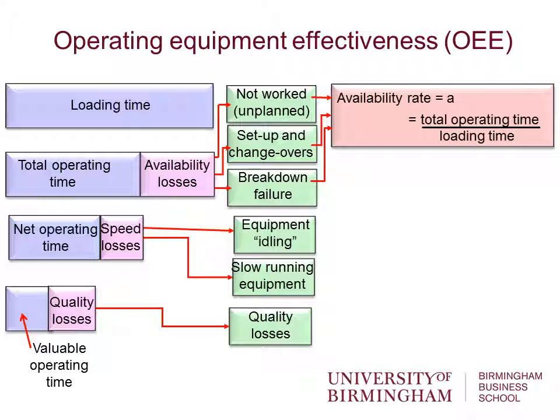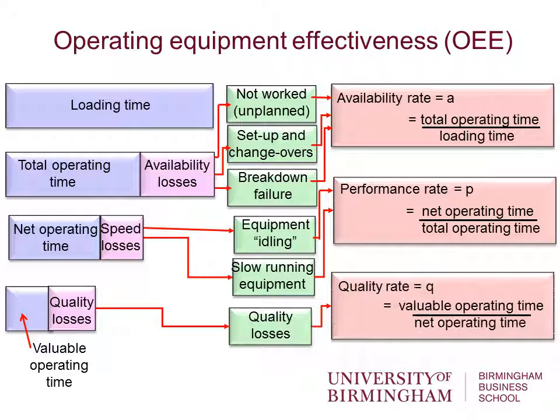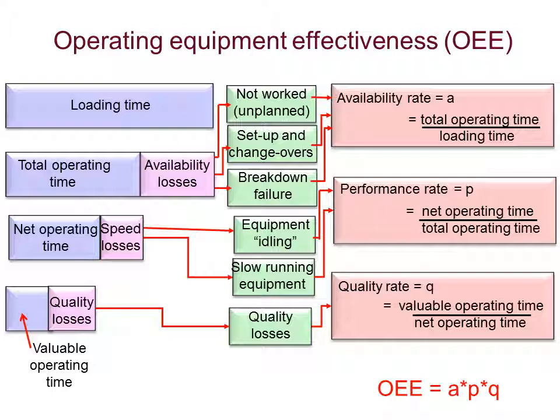Okay, and these will enable us to work out three calculations. First one is the availability rate, which is total operating time divided by loading time. Then we have performance rate, which is net operating time divided by total operating time. And then finally we have quality rate, which is valuable operating time divided by net operating time. When the results of these are multiplied together, this gives us a figure which we can call the overall equipment effectiveness. How effective is our equipment in delivering whatever we're trying to deliver?